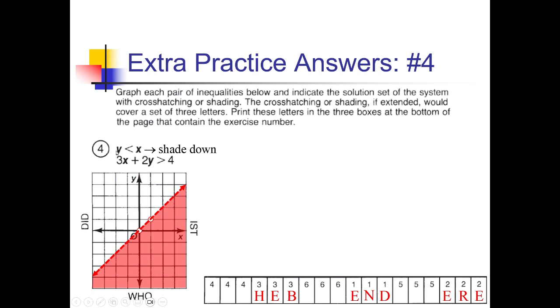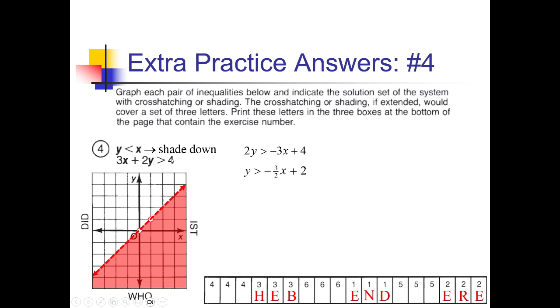Let me start by subtracting 3x. We're basically going to get y by itself is what we're doing here. So subtract 3x from both sides. And now I have to also divide by 2. So we have y greater than negative 3 halves x plus 4 divided by 2 gives me 2.